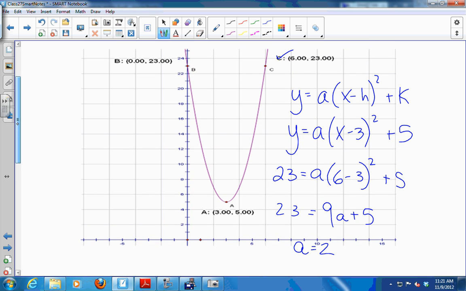So my final equation is this one, but replace the a with a 2. y equals 2 times (x minus 3) squared plus 5.